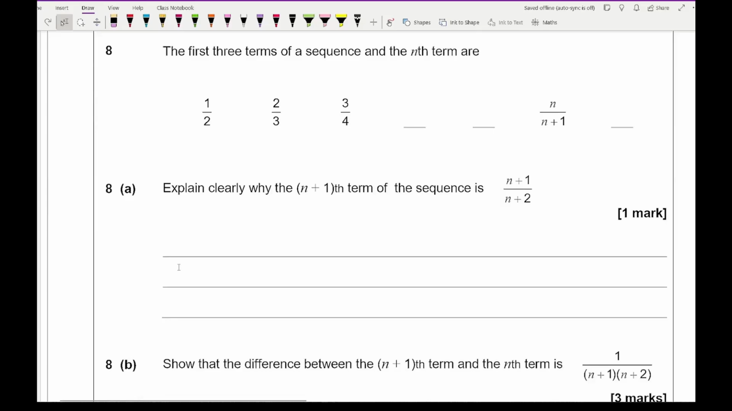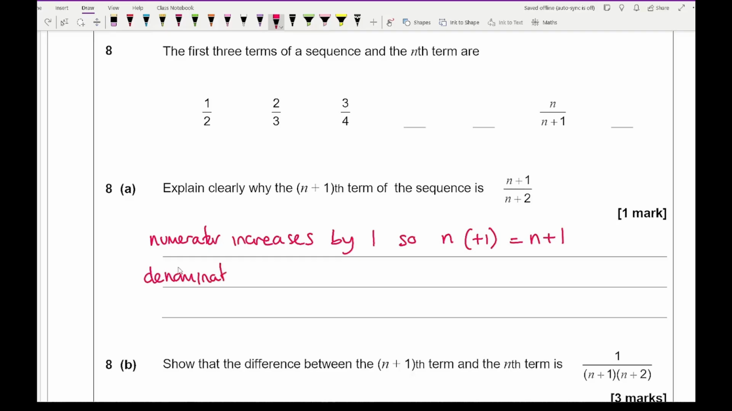Moving on to question 8, it says the first three terms of a sequence and the nth term are given, and it says explain clearly why the n plus 1th term of the sequence is going to be n plus 1 over n plus 2. Now the reason for this is because the numerator increases by 1, so n plus 1 equals n plus 1, and then the denominator, starting with n plus 1, increases by 1, so that's going to be n plus 1 plus 1, which is n plus 2.